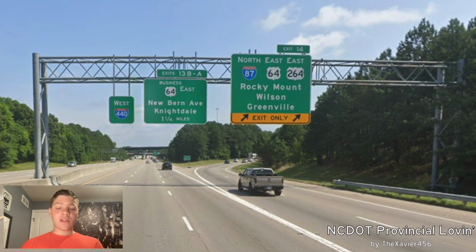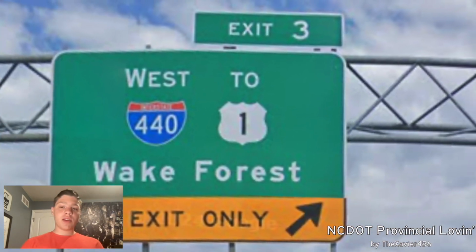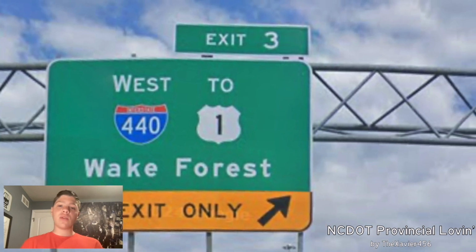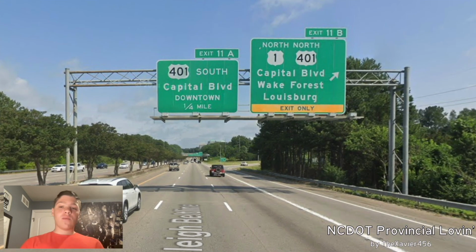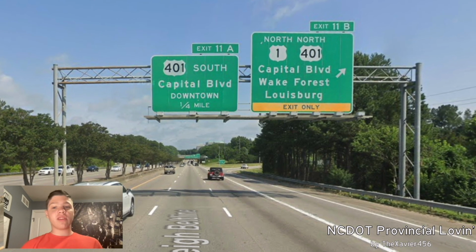And we're getting pulled through West 440 for absolutely nothing. Although, when we look off this interchange, we can see West 440 assigned to US 1 for Wake Forest. And once again, they're just following North US 1 here. And here's where we meet with US 1 northbound and US 401 signed for Capitol Boulevard, Wake Forest, and Lewisburg.